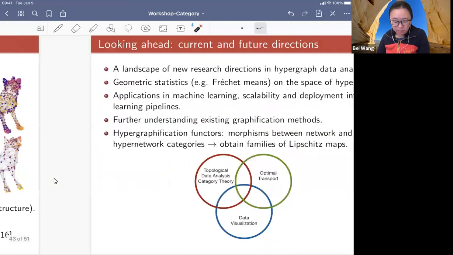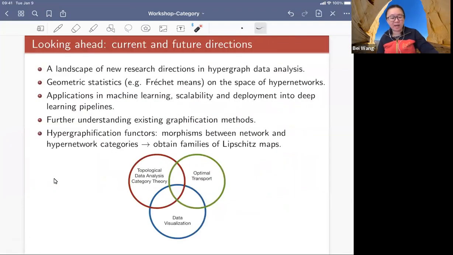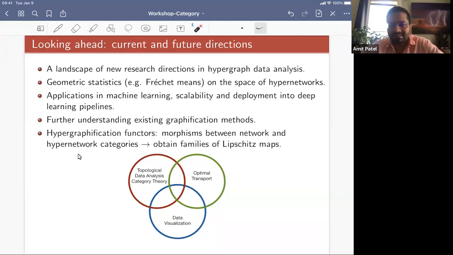Looking ahead, I think this is a very nice landscape for studying the space of hypergraphs, but also for studying the relation between hypergraphs and graphs. There are a lot of interesting questions in this space. Another direction, more related to the study of categories, is what's called hypergraphification: mapping graphs to hypergraphs, and studying the category of graphs mapping to the category of hypergraphs. That's left for future work. Anyway, that's it. Thank you.